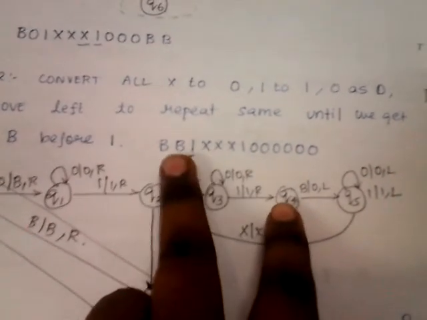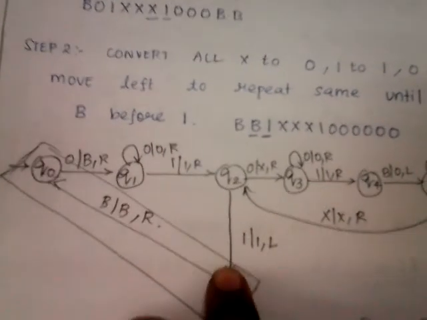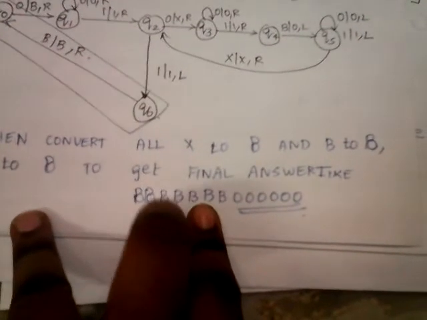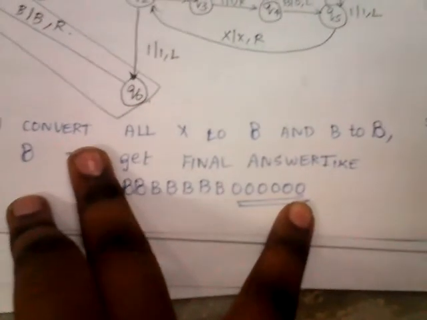We have to reach the b before 1. This indicates that we have to move before 1 so that we can convert all these x to 0. Then convert all x to b, b to b, and 1 to b to get the final answer. Now we convert that b into b and finally get 0 0 0. Next we have to discuss the transition table. Whatever we did here, we have to do in the transition table.